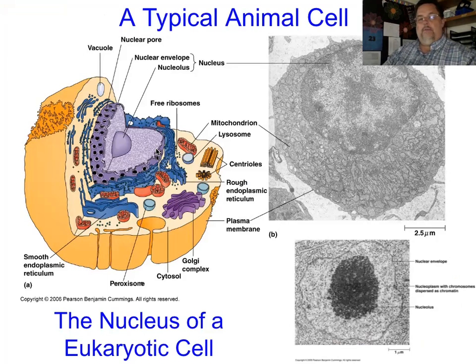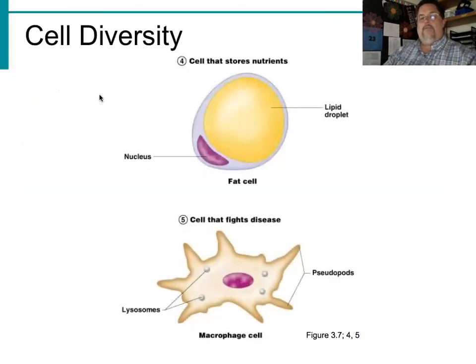But the reality is animal cells come in lots of different diversity. And so here's all the organelles that we described. Vacuoles are a lot smaller. But the cell diversity of animal cells is great. There's a lipid droplet in a fat cell. So its whole job is to hold on to lipids.